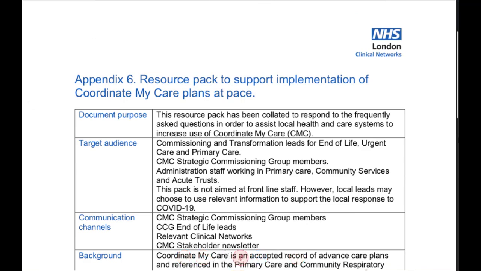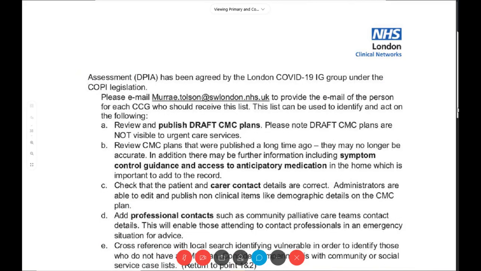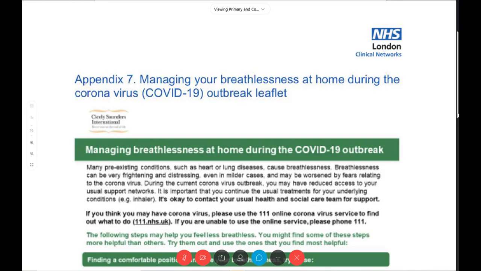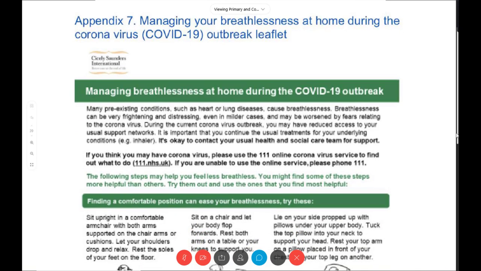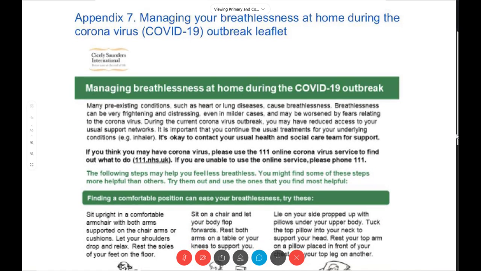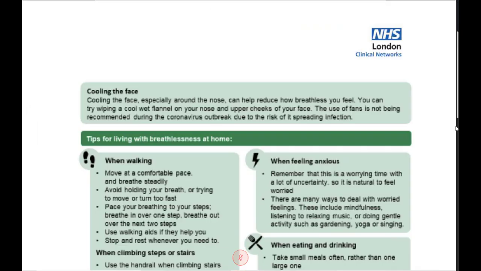We have another section on how to put patients onto CMC. That's quite a long one, I'm afraid. And then finally, we have a leaflet for patients that have decided they would like to be managed at home, and about how to manage their breathlessness symptoms when they are at home themselves. I think that's about it.